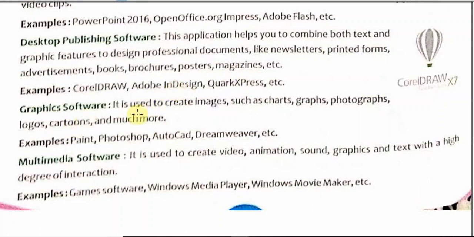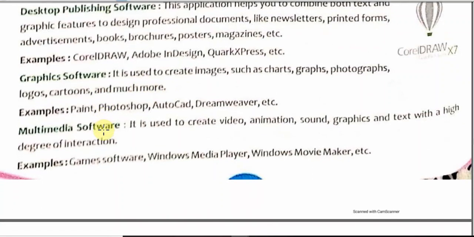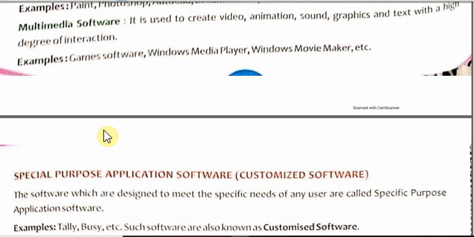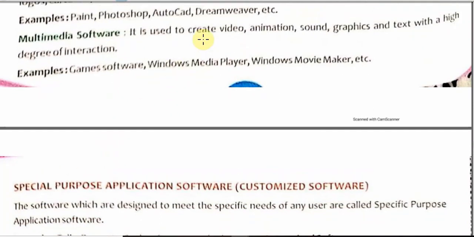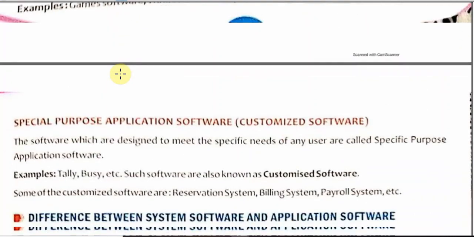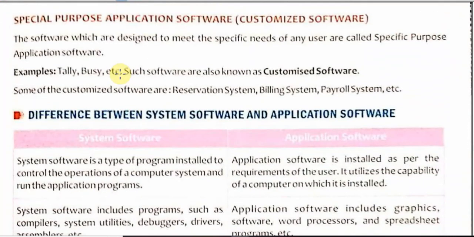Graphics software is used to create charts, graphs and photographs. Microsoft Paint, Photoshop, AutoCAD and Dreamweaver are a few examples. Next is multimedia software. It is used to create video, animations, sound, graphics and text with a high degree of interaction. Game software or Microsoft Media Player are a few examples.